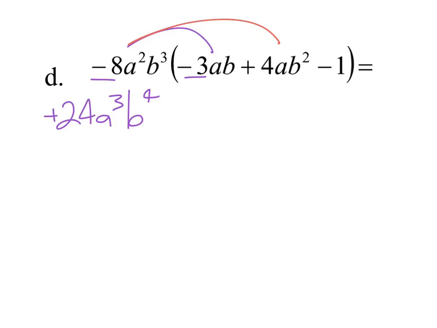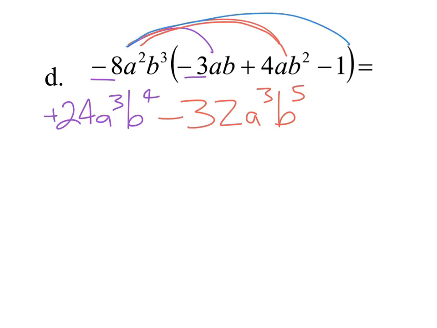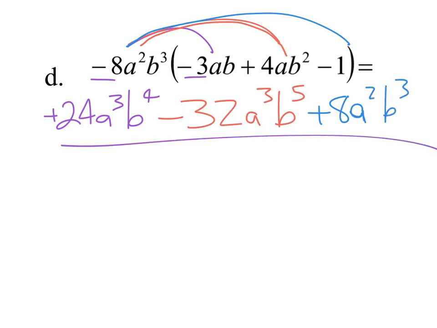And what do I know? I know that negative 8 times positive 4 is going to give us negative 32. A squared times a is going to give us a to the third. And then b to the third times b to the second is going to give us b to the fifth. And then lastly, negative 8, a squared, b to the third times negative 1 is going to give us positive 8, a squared, b to the third. And that's our answer.